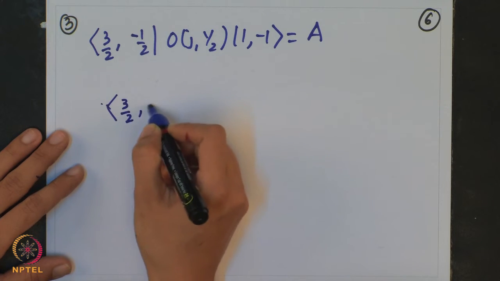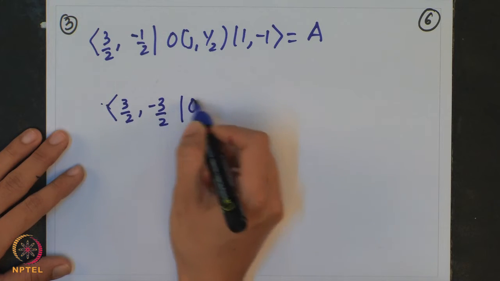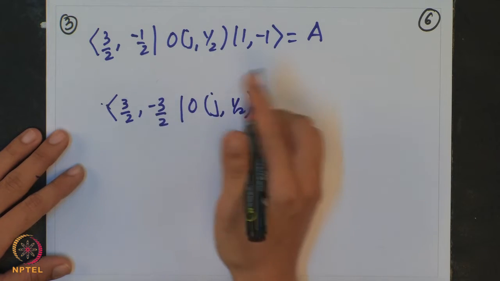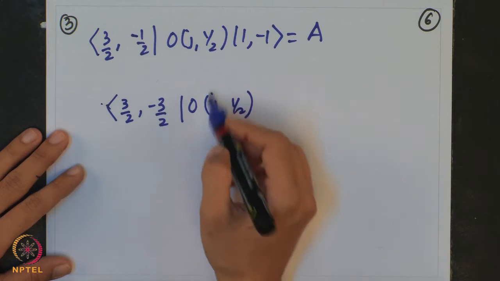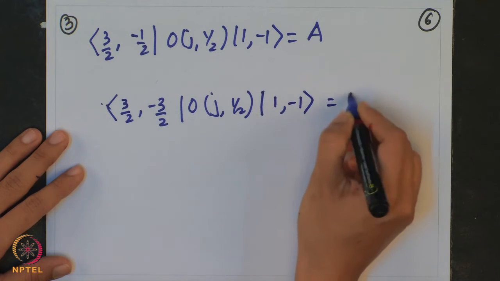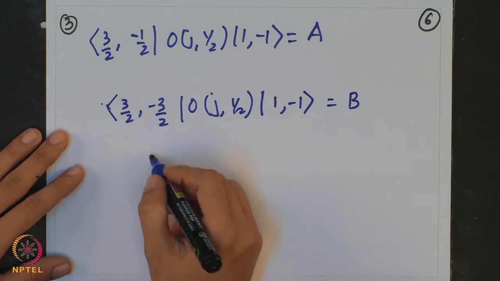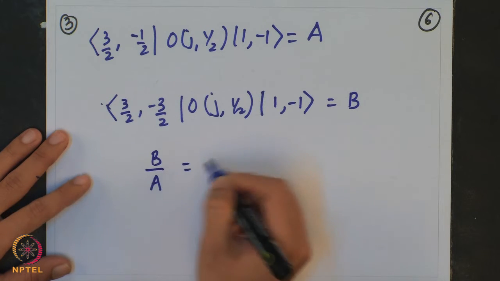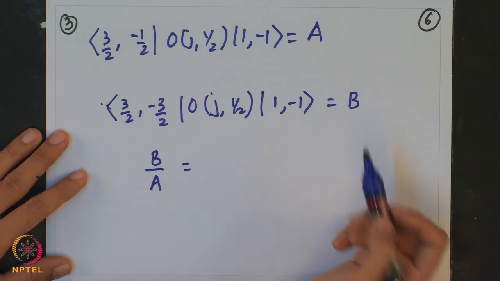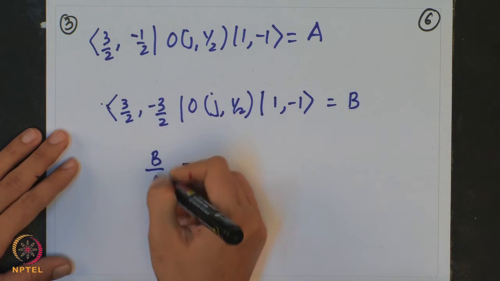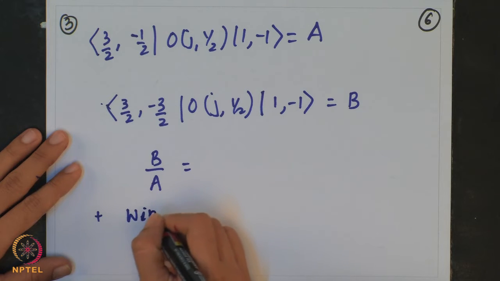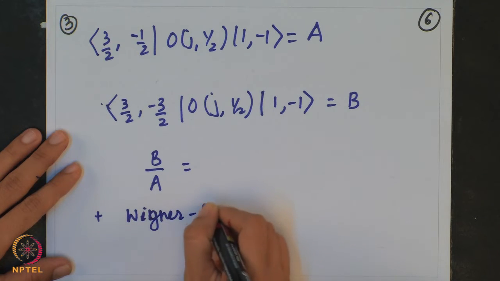The other quantity is 3 by 2 minus 3 by 2, j half. The observable is the same, similar one, j half and j half. So, this will be 1 minus 1. You can call this B, take the ratio of B by A, and then evaluate this quantity. You can easily determine this quantity. You have to use the Wigner-Eckart theorem.